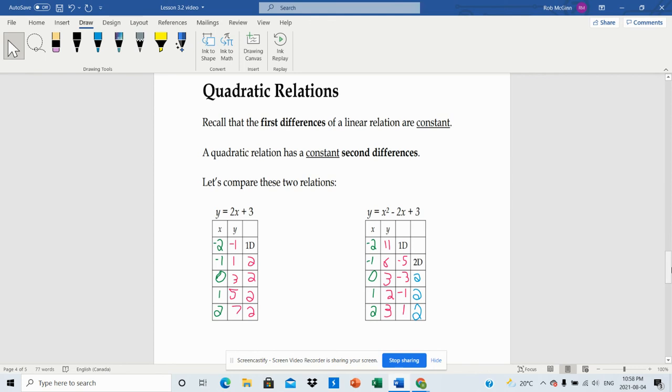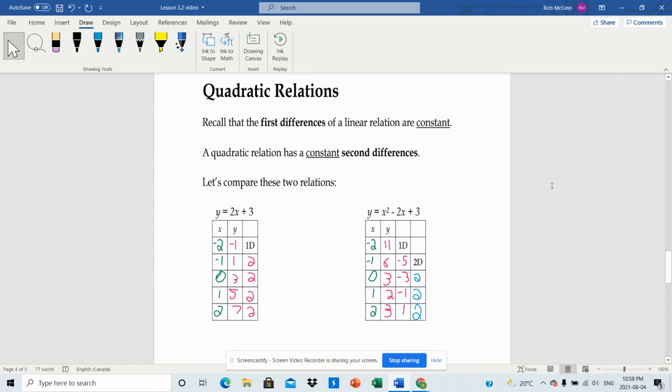So recall that the first differences in a linear relation are constant, and a quadratic relation has constant second differences. So linear relations, first differences are constant. Quadratic relations, our second differences are constant.